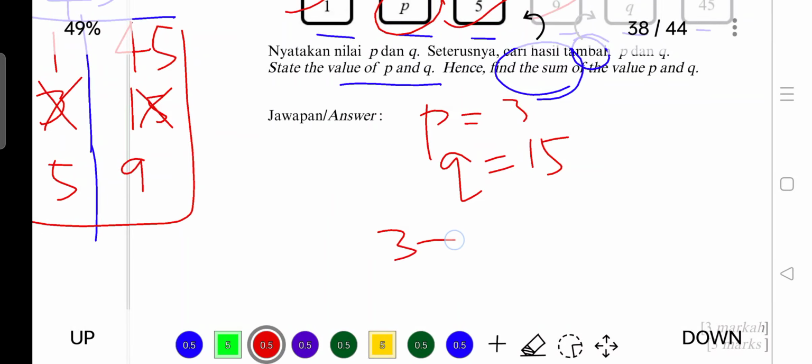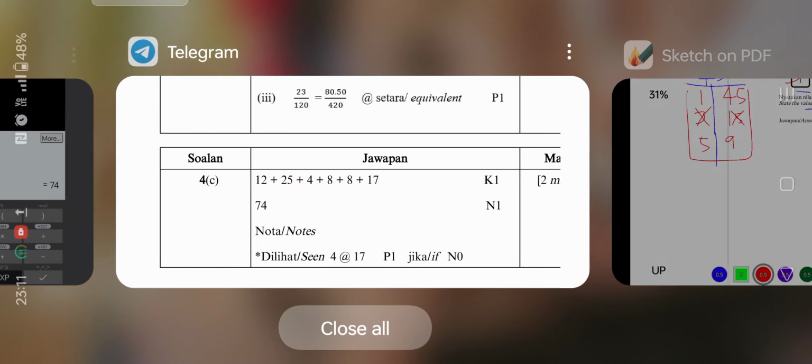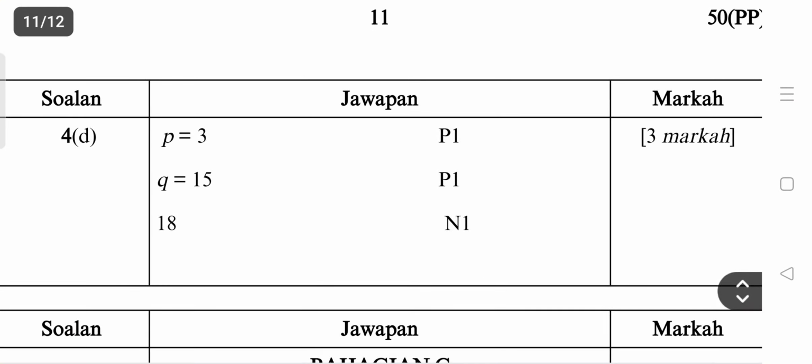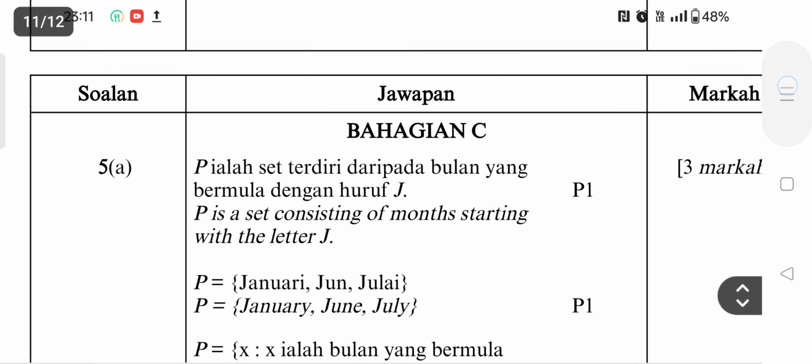Finally, they want me to add both of them. The answer is 18. Very simple, you know, but sometimes people don't understand the instruction, thus a wrong answer will be given. So 1 mark for P, 1 again for Q, and 1 for 18, and we are done.